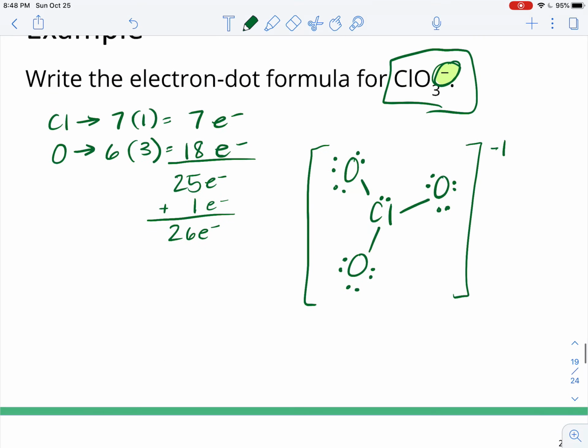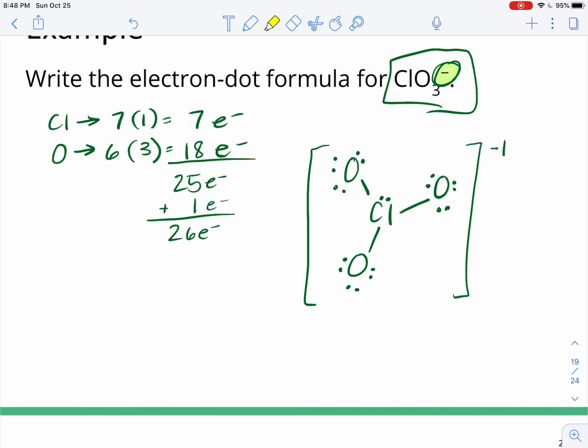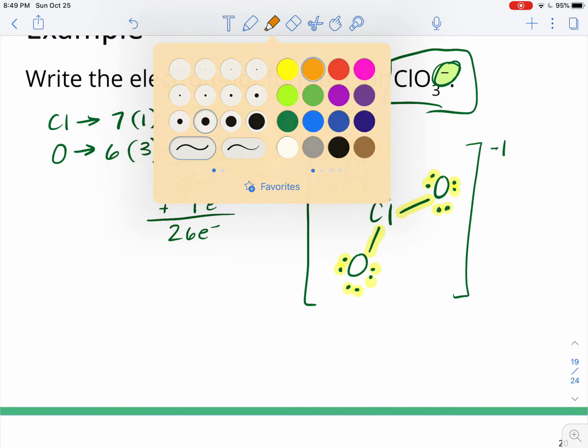Oh, let's go back really quick. I just want to show you how every element's octet has been fulfilled. Okay, so I'll use yellow for the oxygens. 1, 2, 3, 4, 5, 6, 7, 8. Remember, each bond is worth 2. And that goes the same way for every other oxygen on this molecule. So 1, 2, 3, 4, 5, 6, 7, 8. Octets fulfilled.